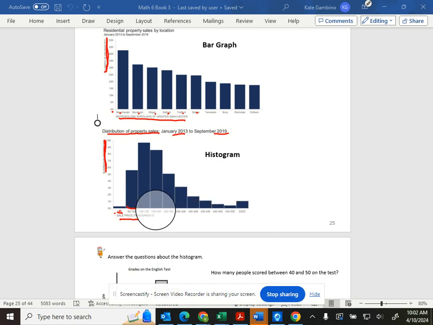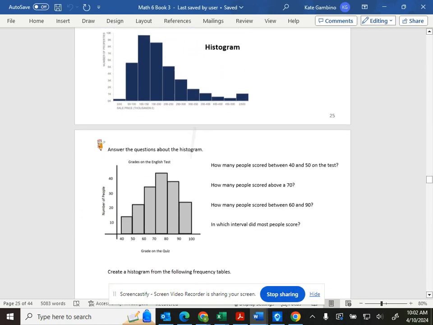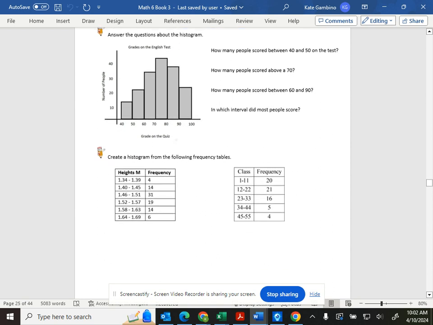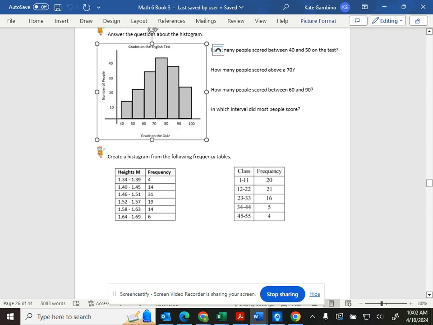Let's look at our second page. Answer the questions about the histogram. So you need to look at your numbers, noticing again, the grades on the quiz go in order. How many people, number of people, so how many people scored 40 on the quiz? Oh, hold on. It's not how many people scored 40. Look carefully at that graph.